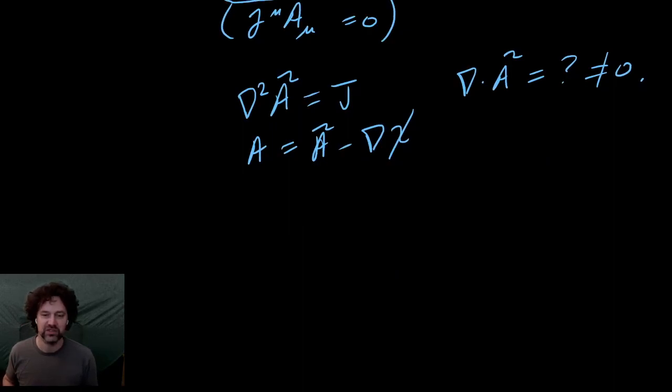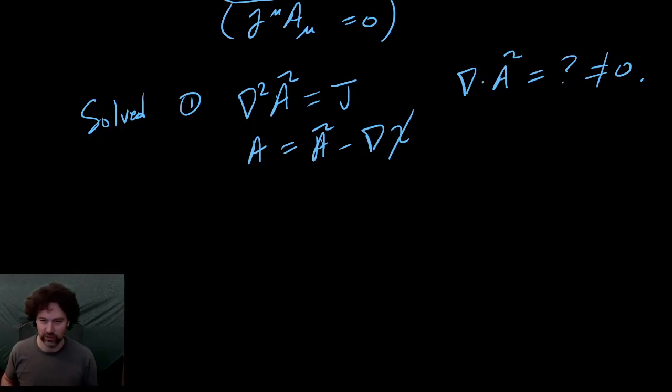This is a gauge transformation, and we insert this here. So we say that step one, we solved. We found some A tilde for which the wave equation of A equals J, where J is a forcing term. So in a mathematical sense, that's all it is.